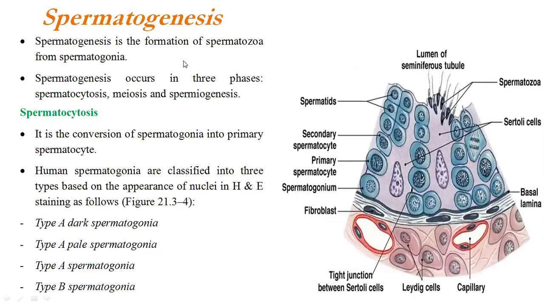Then spermatogenesis is the formation of spermatozoa from the spermatogonia. So spermatogenesis occurs in 3 phases: spermatocytogenesis, meiosis, and spermiogenesis. Spermatocytogenesis is conversion of spermatogonia into primary spermatocyte. Human spermatogonia are classified into 3 types based on the appearance of nuclei under hematoxylin and eosin staining. So we have type A dark spermatogonia, then type A pale spermatogonia, and then type B spermatogonia.